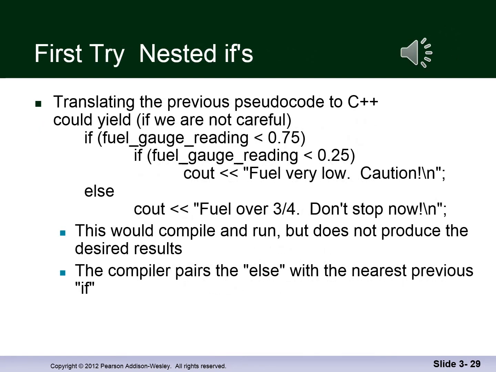Here is the first attempt at translating the pseudocode to C++, and a potential error that it could yield if not careful. If fuel gauge reading is less than 0.75, it jumps down to the second if, the nested if. If fuel gauge reading is less than 0.25, cout fuel very low, caution. Else, cout fuel over 3/4, don't stop now. Now this code compiles and runs successfully, but it has a logic error in it because the compiler pairs the else with the nearest previous if. To safeguard against this happening, we're going to block the code using braces. So stay tuned.